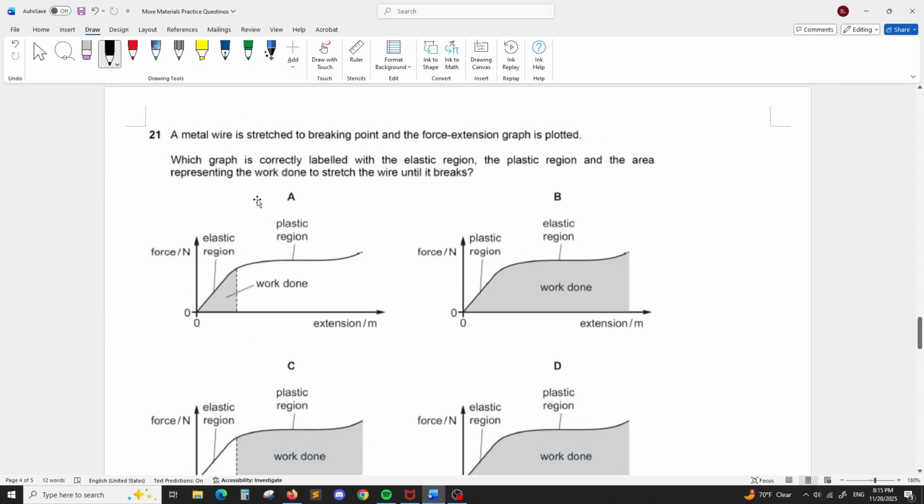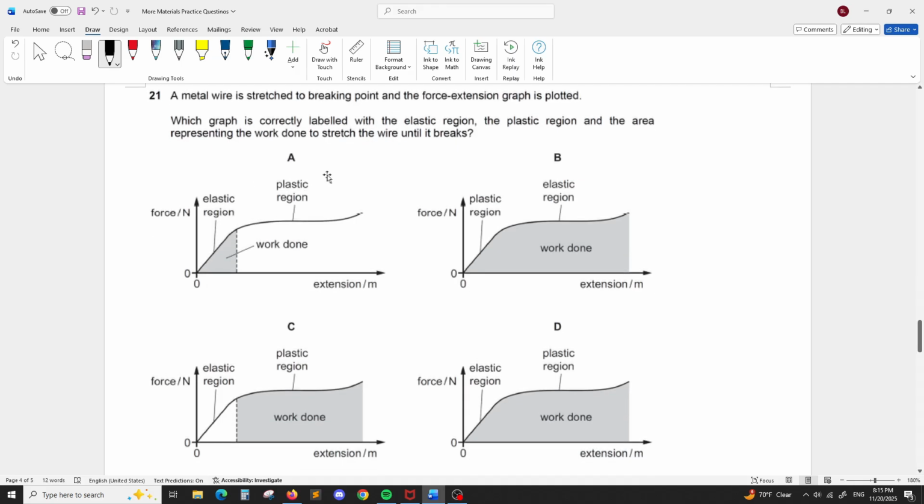A metal wire is stretched to breaking point, and the force extension graph is plotted. Which graph correctly labels the elastic region, the plastic region, and the area representing the work done to stretch the wire until it breaks?